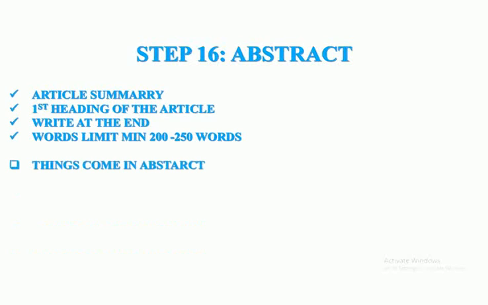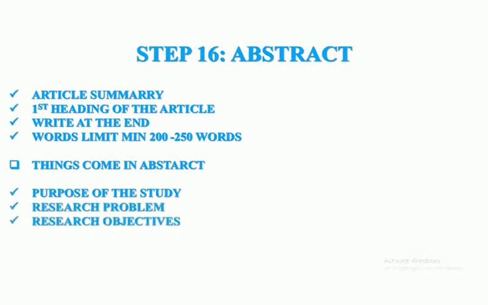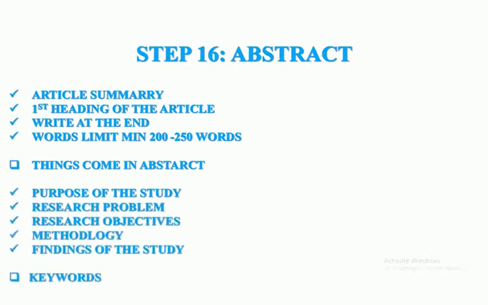Then come the things which come in abstract: purpose of your study, research problem, research objectives, methodology, and findings of your study. Plus the most important, the keywords, which are the variables of your study.